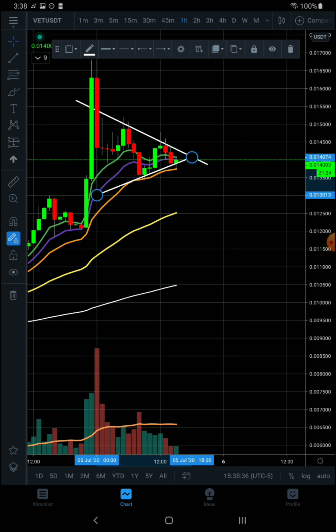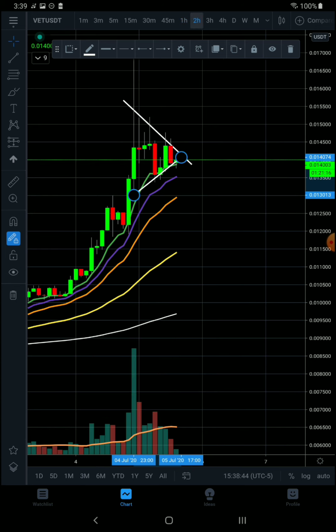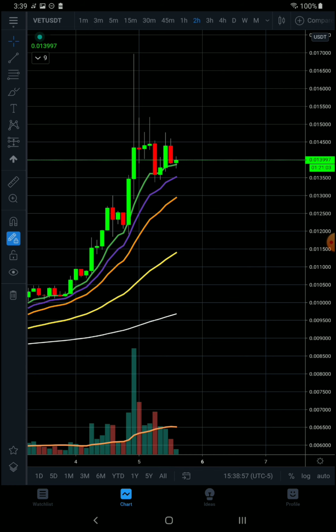But here, some people might see it on a 1 hour time frame like me and see it's a symmetric triangle and it could go either way. Or some people could see it on a 2 hour time frame and see it as an ascending type of triangle and it's going to break to the upside, right? So right now, I'm kind of on the fence, but a little bit more so leaning towards the bearish side.